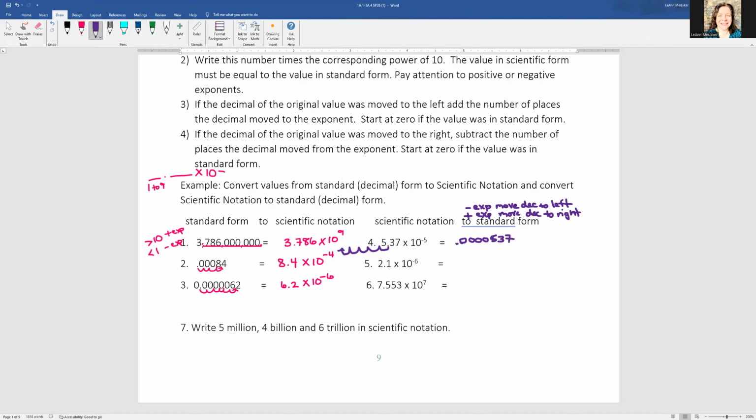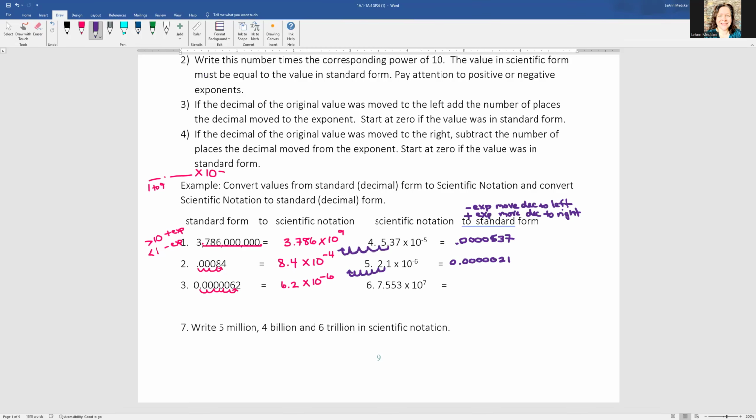This one's also a negative exponent, so I need to move 6 places to the left. So here's my decimal. So 1, 2, 3, 4, 5, 6. So I'm going to need 5 zeros before that 2. So 1, 2, 3, 4, 5, and then my 2 and my 1. You can put a 0 in front of these or not. That's up to you, but just be aware you can.